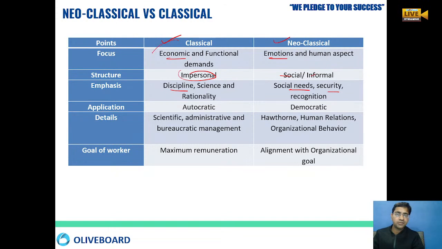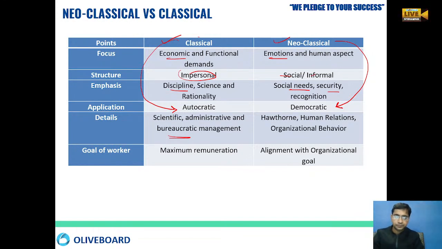Whenever we talk of the classical, it is autocratic, we are ordering something. Whenever we talk about the neoclassical, it is democratic. In the classical, we are looking for scientific, administrative, and bureaucratic studies, but in the neoclassical, we are looking for the personal, human relationship touch.